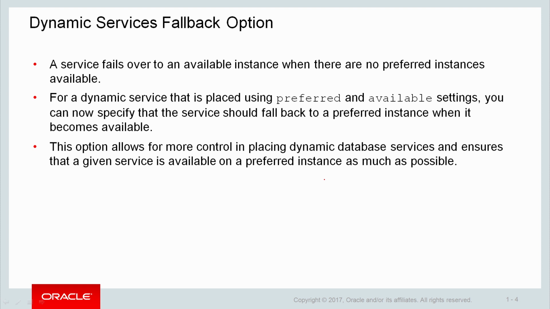Now, the option is when you modify the service, srvctl modify service, is -failback, yes or no. Yes means it will return to the preferred instance. No means it will stay where it's located, which is the behavior we have now. This option allows for more control and placing dynamic database services and ensures that a given service is available on a preferred instance as much as possible.